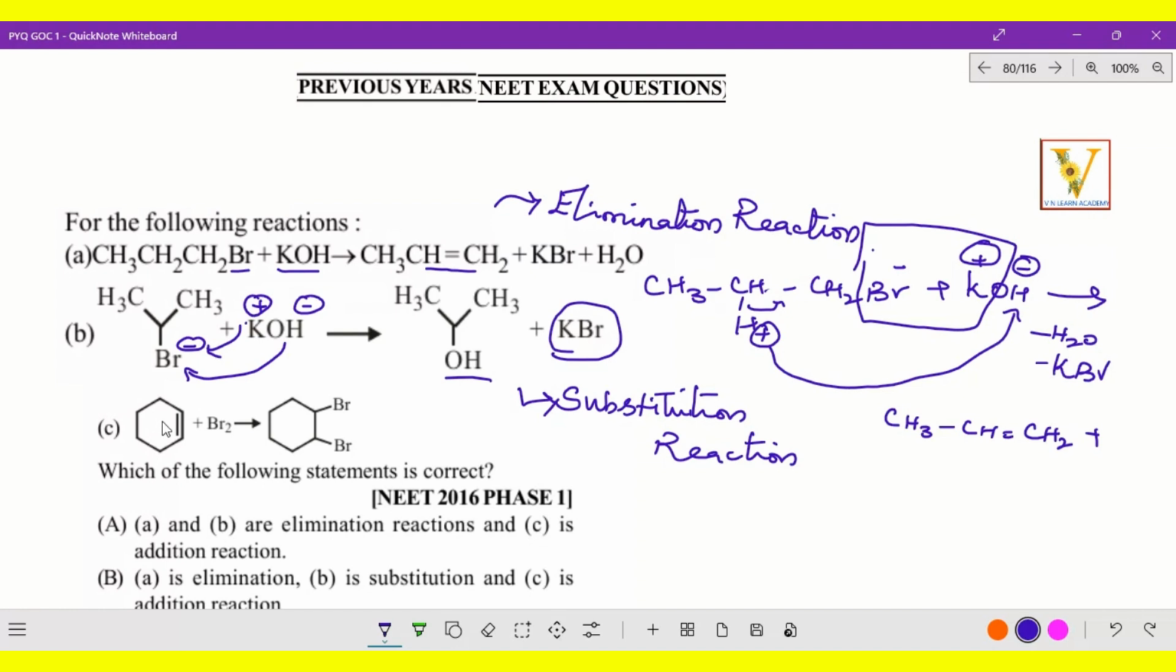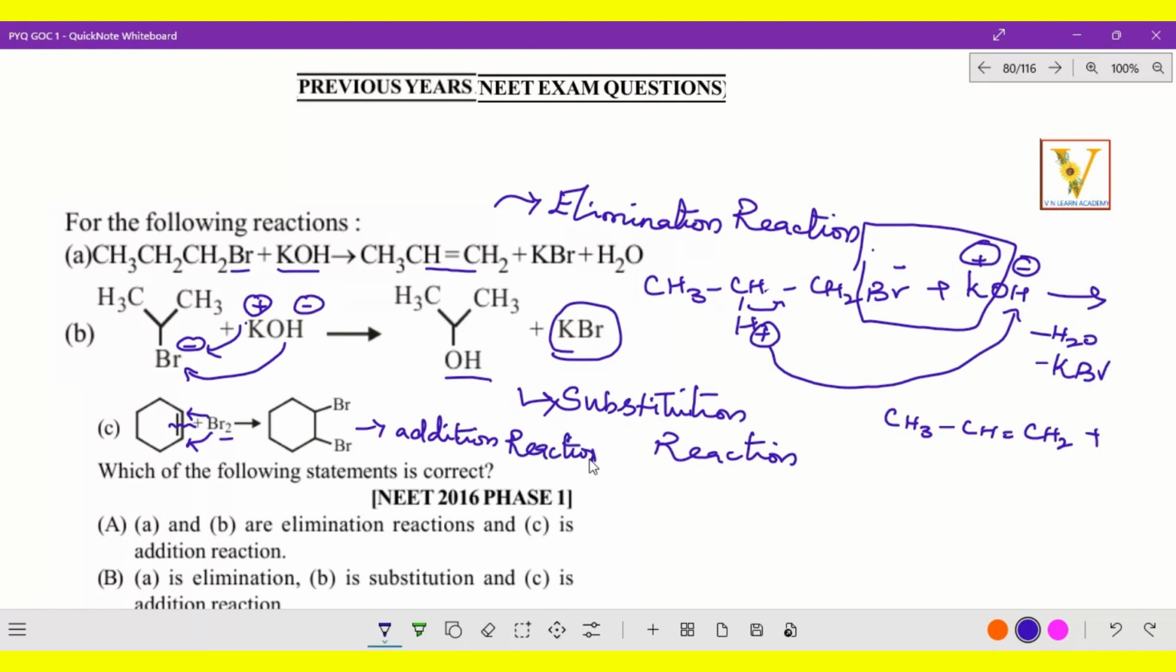Next one, this is cycloalkene, a hexagon, cyclohexene, combined with bromine. Two bromine atoms are available. So usually this double bond is there, no? When the bond breaks, these two atoms are going to attach over here. So the bond breaks and you are getting a cycloalkane, so you are adding to that. This is an addition reaction, right?